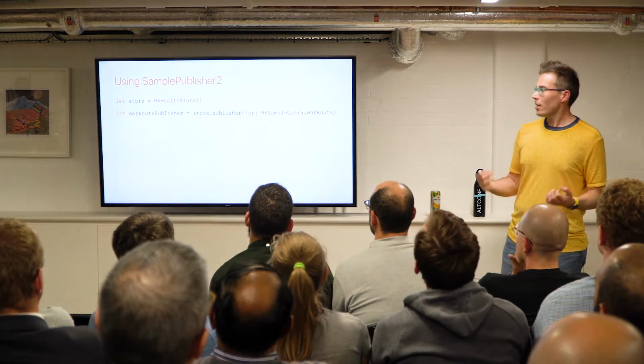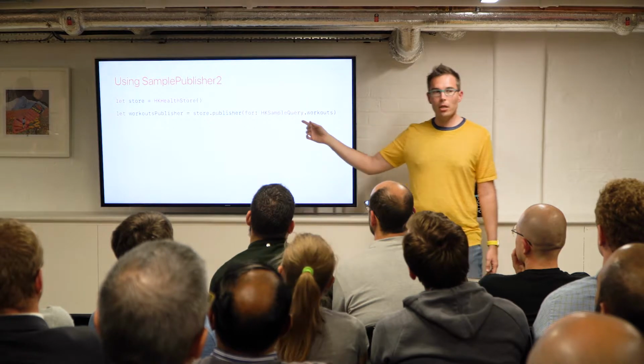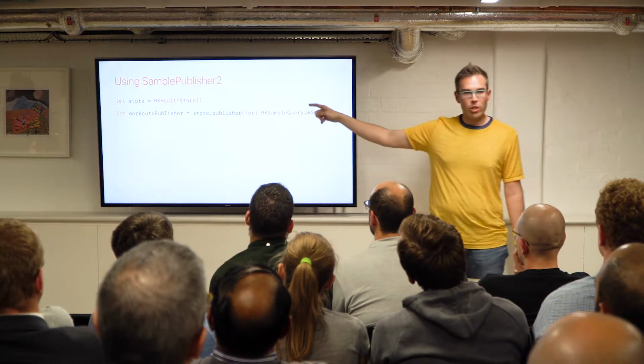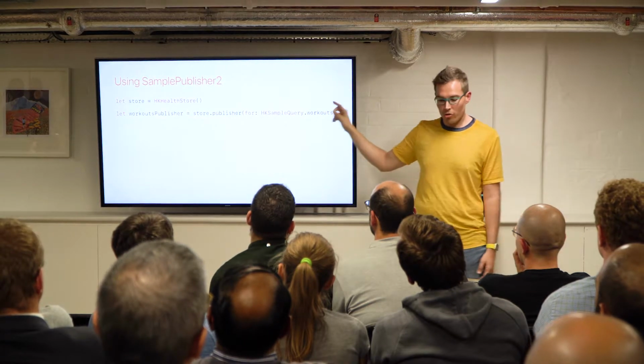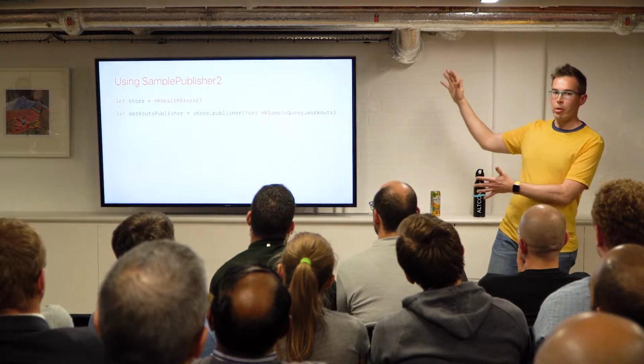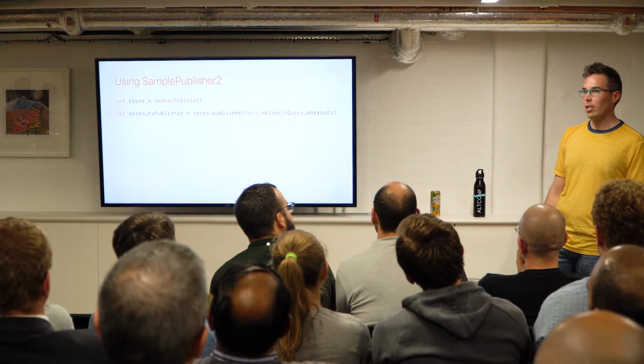So this is exactly the same. Because workouts is a function of the sample query that takes a completion block, that's exactly what the store publisher for function wants. So we can just pass that function straight through. And I've heard the functional people say that's point free programming. So that's your second thing that you can say when you want to sound clever.